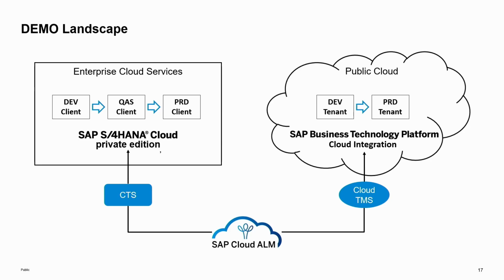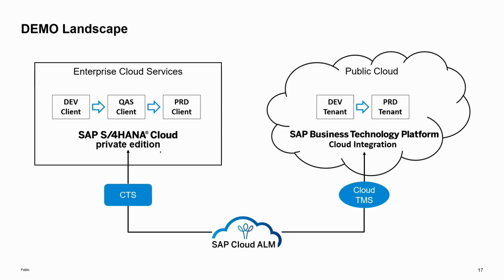And on the other side, we have an S4HANA system with three clients: development client, quality assurance client, and a productive client. And we will be moving the changes there by using CTS. As you can already hopefully see, we have a two-system landscape and a three-system landscape. That means that today we will also show you how Cloud ALM is able to manage uneven landscapes.